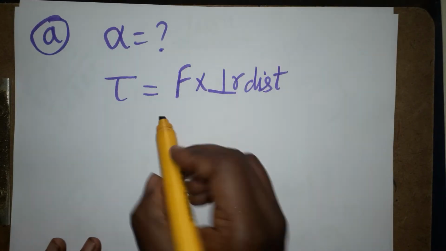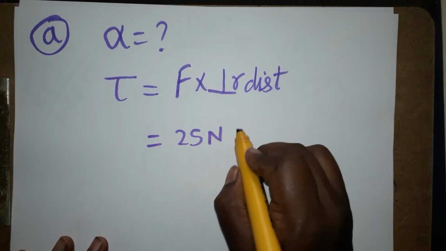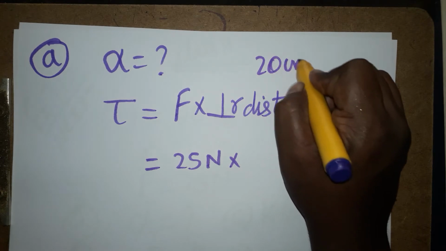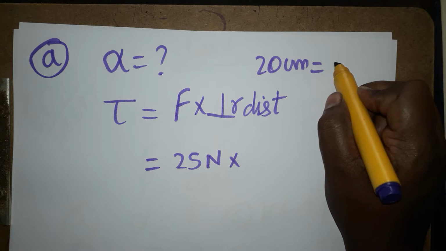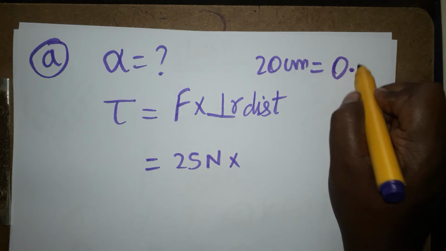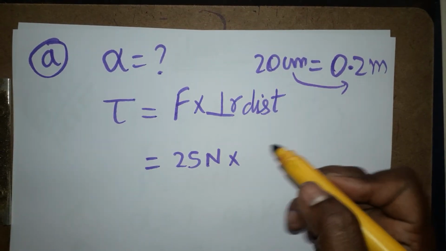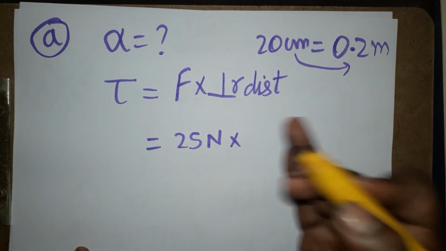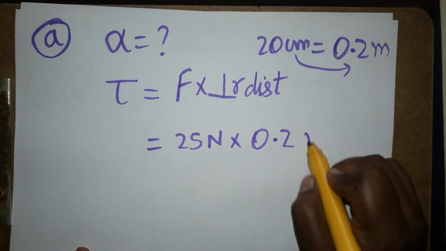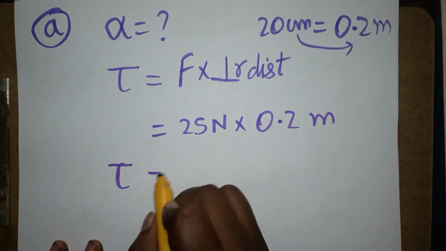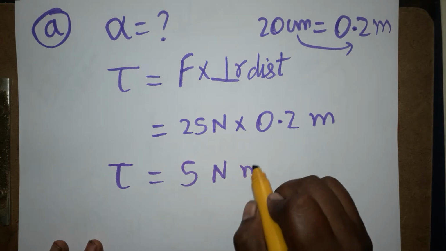I'll tell you why. The force is 25 newton. The perpendicular distance is the radius, which is given as 20 centimeter. To convert centimeter to meter, divide by 100 or multiply by 10 power minus 2, so we get 0.2 meter. Whichever way you want, you can do it. So I'll get torque: 0.2 into 25 gives 5 newton meter. So I have got the torque.